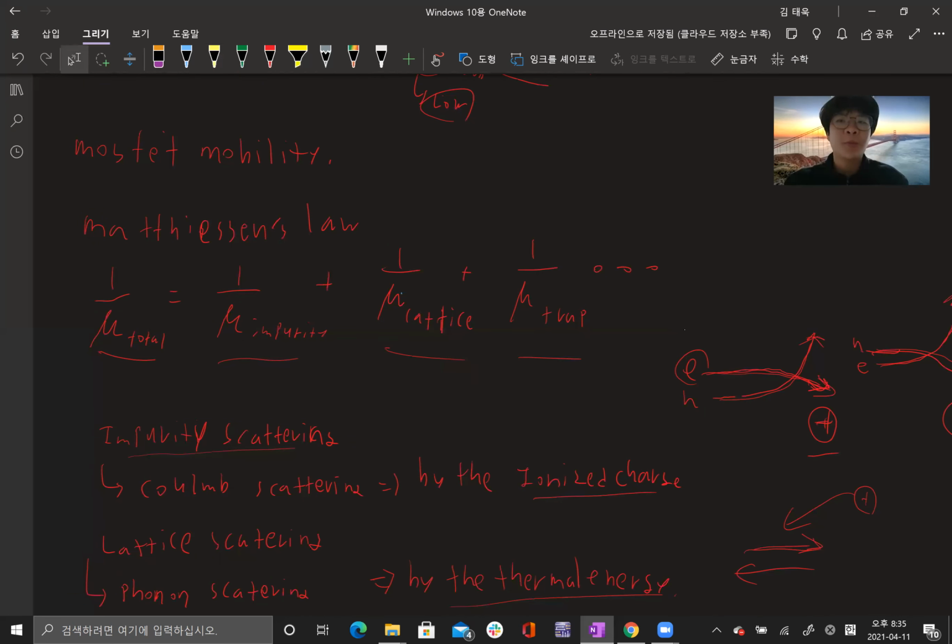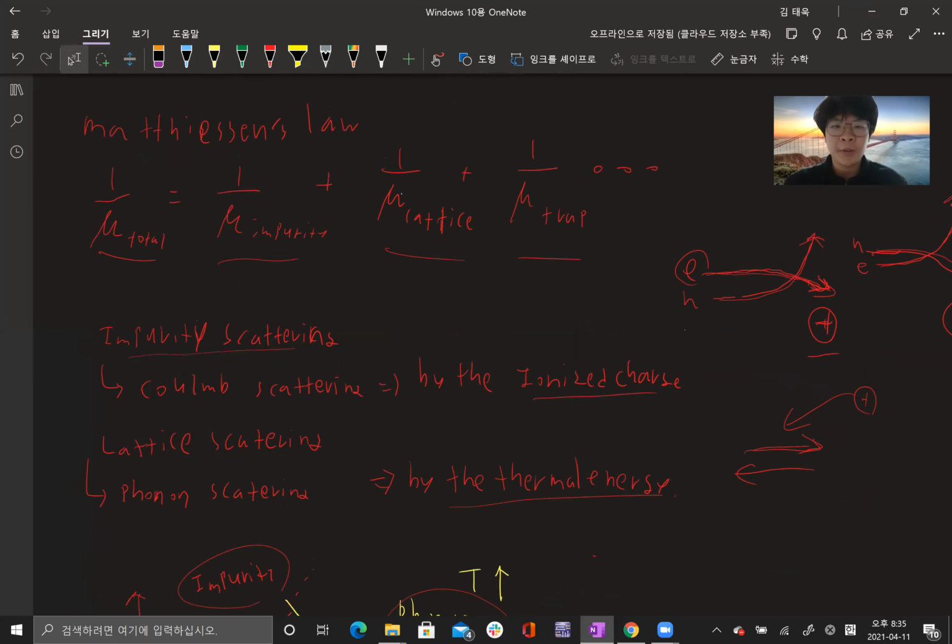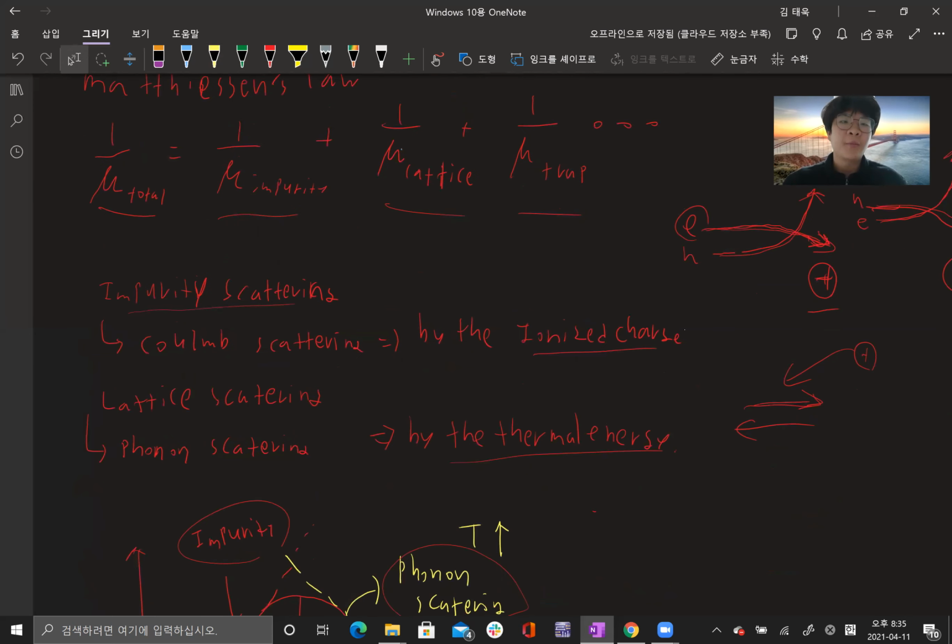The mobility of MOSFETs has a lot of difficulty moving through channels. There is impurity scattering and lattice scattering. First of all, the impurity scattering, which is also known as Coulomb scattering, is caused by ionized, fixed charge, and the lattice scattering is caused by thermal energy.